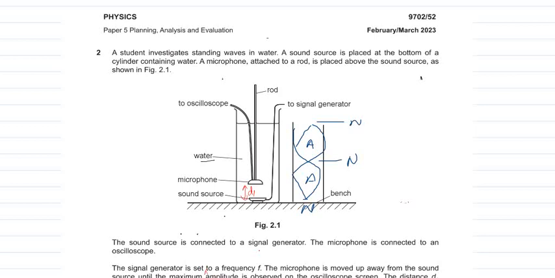February March 2023, paper 5, variant 2, question number 2. A student is investigating standing waves in water. A sound source is placed at the bottom of a cylinder containing water. A microphone is attached to a rod and is placed above the sound source as shown in the figure. So this is the microphone with the sound source, and the distance is d, right?